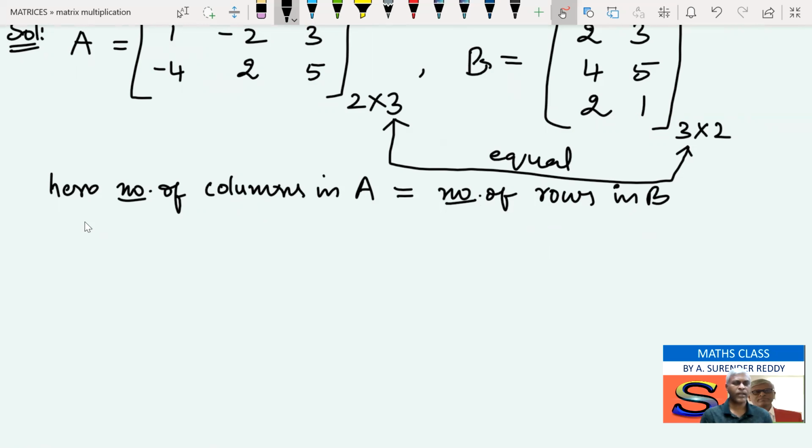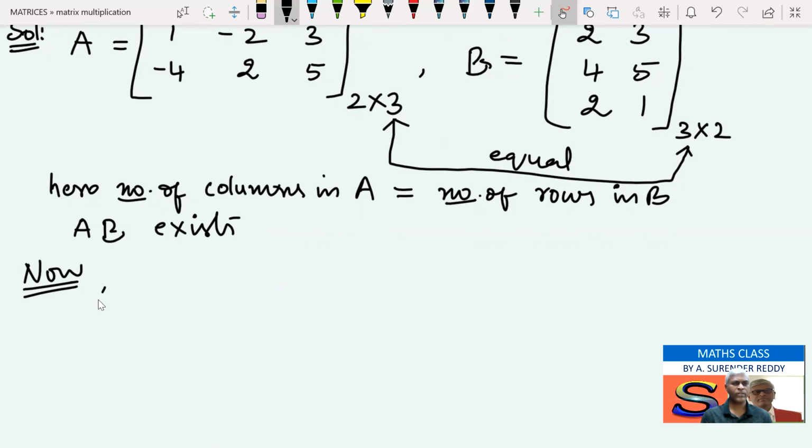So multiplication is possible. AB exists. So here the product of AB exists. If AB exists, find AB. Now let us multiply. Multiplication is possible, and that product matrix AB exists.